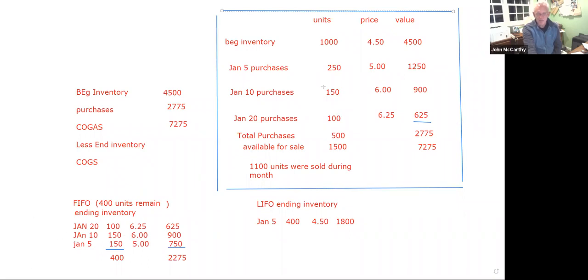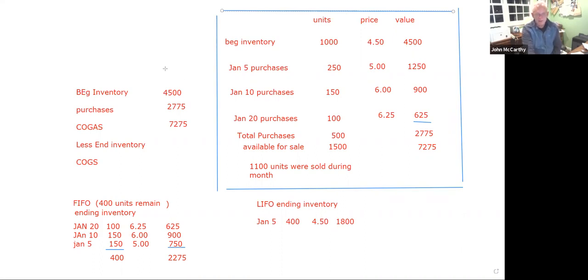The 150 purchase, we have to build up to 400. So 150 at 6.00. And then we need another 150 of this 250 unit purchase to get to 400 units that are still in hand. So we do that at $5. And we add that up, and that would be $22.75.